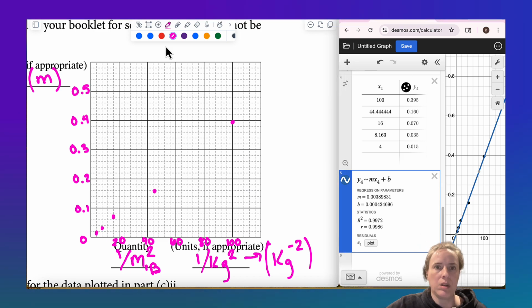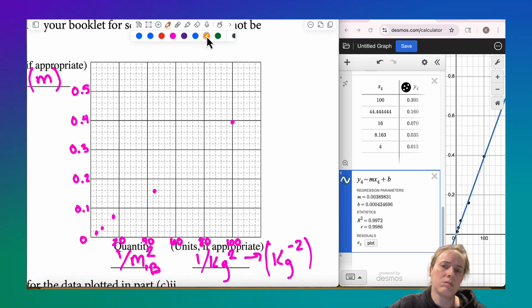All right, then we put in our line of best fit. When you're doing this by hand, please use a ruler. Pretty please, use a ruler. You do not have to go through 0, but sometimes it does go through 0, just because.